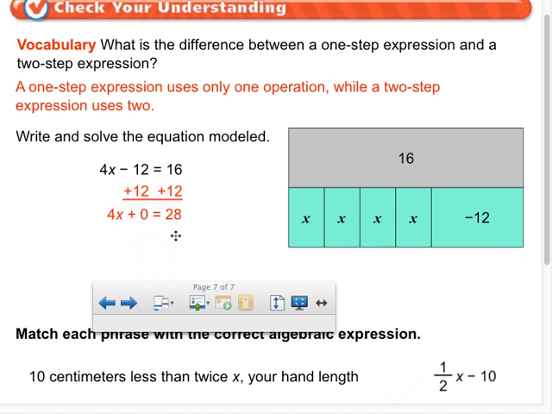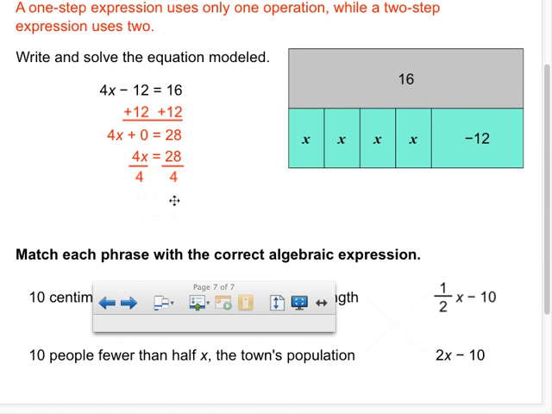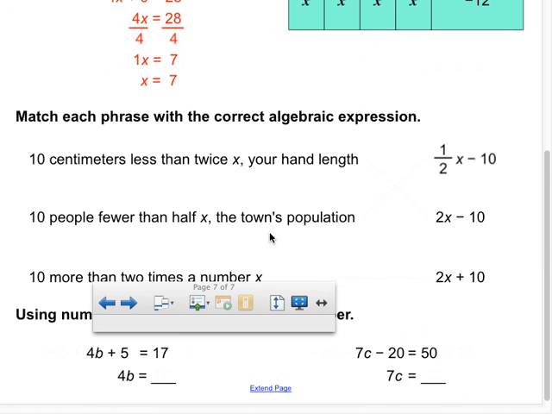Alright, now you change the equation to 4x equals 28. You want to divide on each side by what? By 4. Very good. Okay. And what's that going to become? 1x equals 7. Nice. And then x equals 7. Nice. Very good.